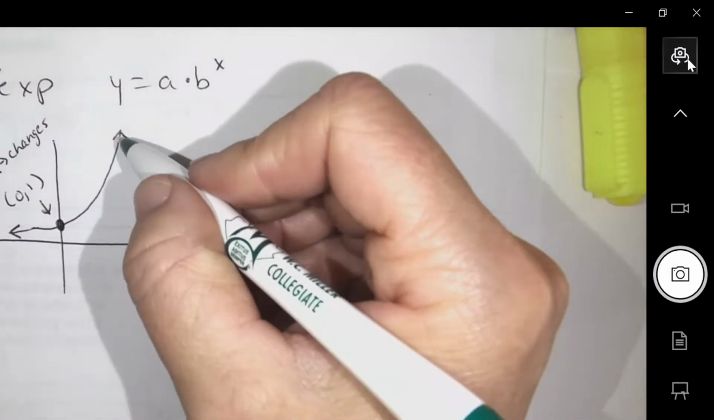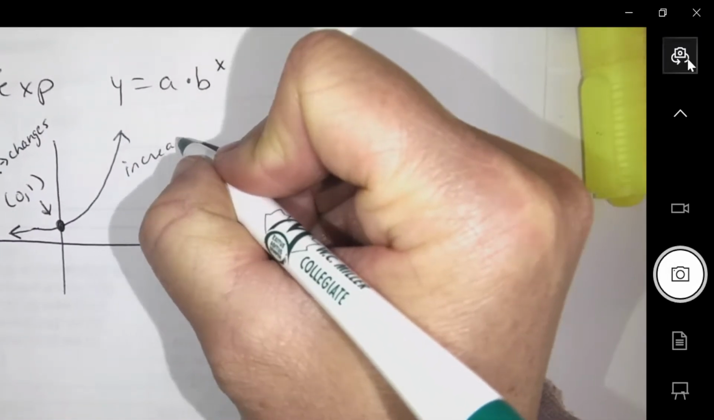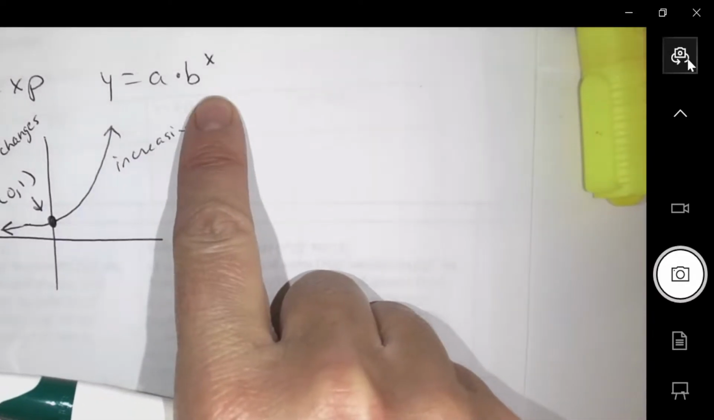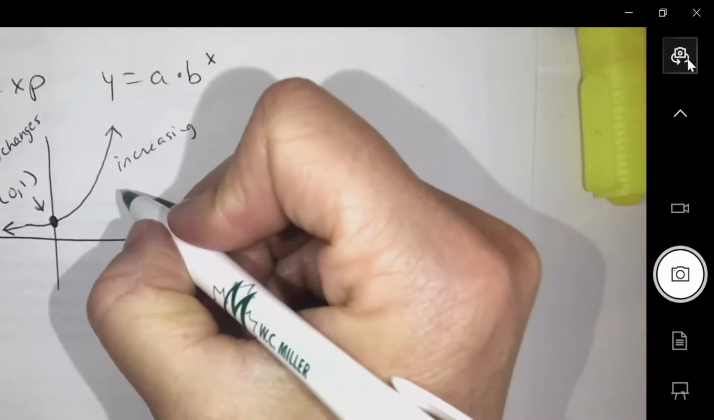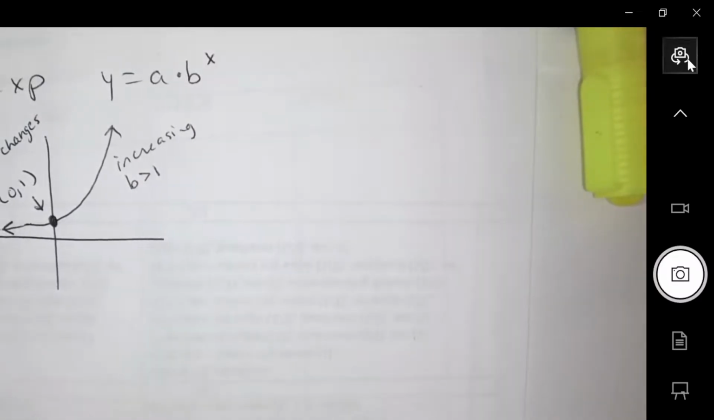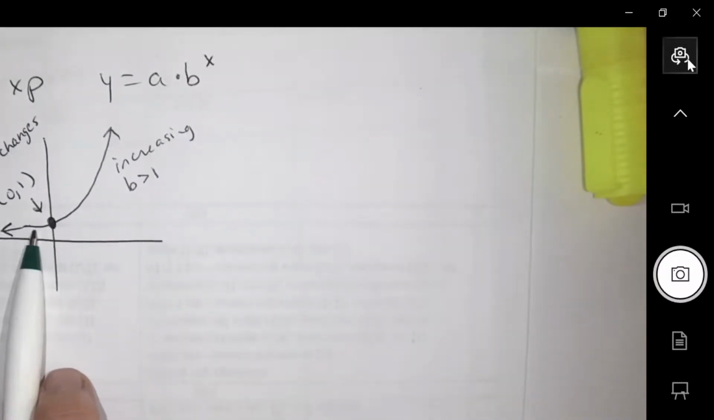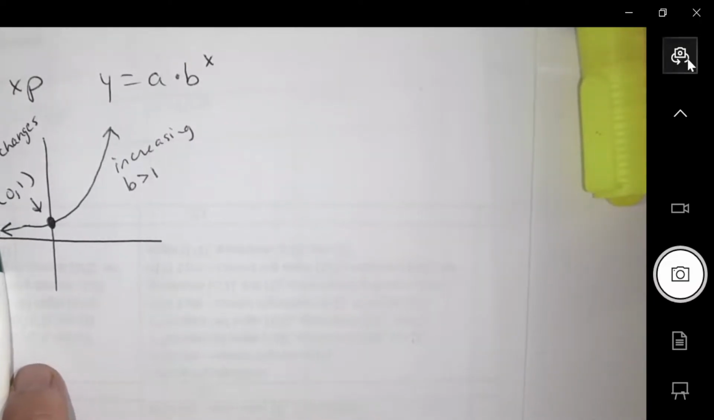This graph is increasing. What is telling me that it's increasing? In this equation, what would be going on? If B is greater than 1. Okay? What do we know about what's happening here? This is doing what kind of thing? It's decreasing right here, and it's never going to actually hit 0.